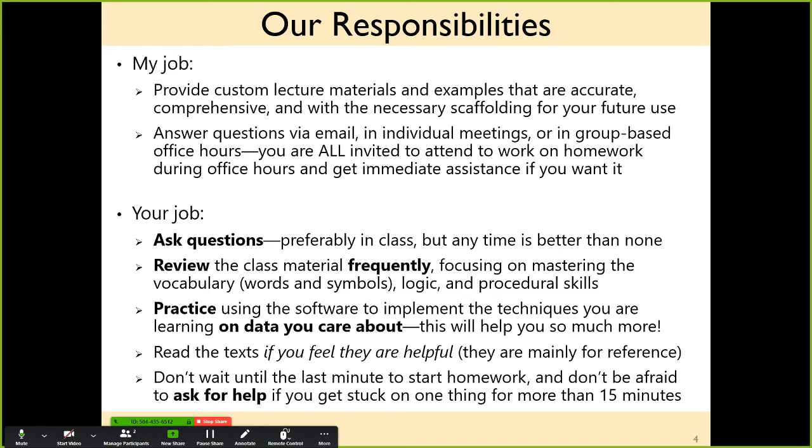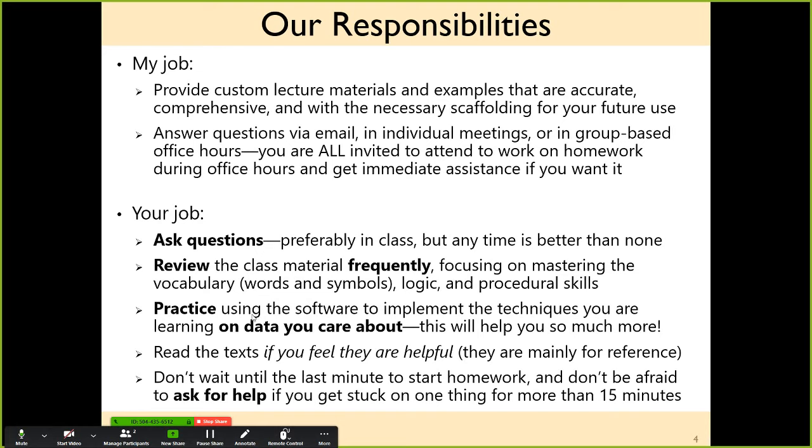No, this class is free flowing. I will change directions, I will stop and review, I will make things up off the top of my head to try and explain something better if something is broken. So being here or being on Zoom and interacting with me is your chance to guide the way the class goes. So being there is important. Also, if you ask questions in class, then other people can hear your answers. That's also very useful.